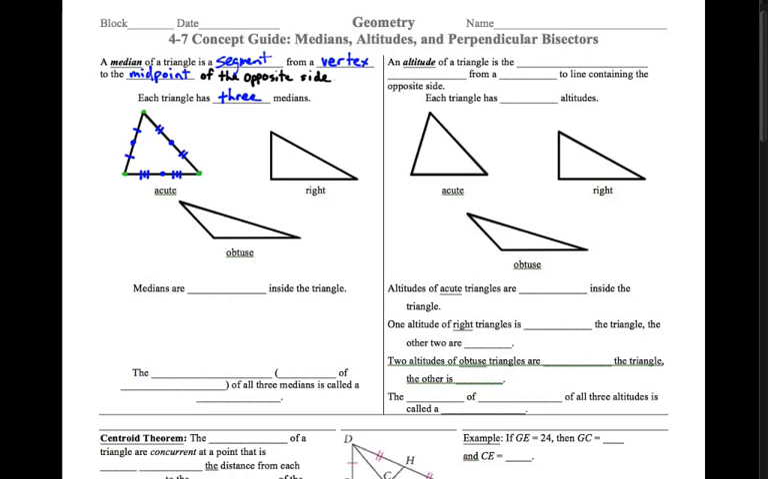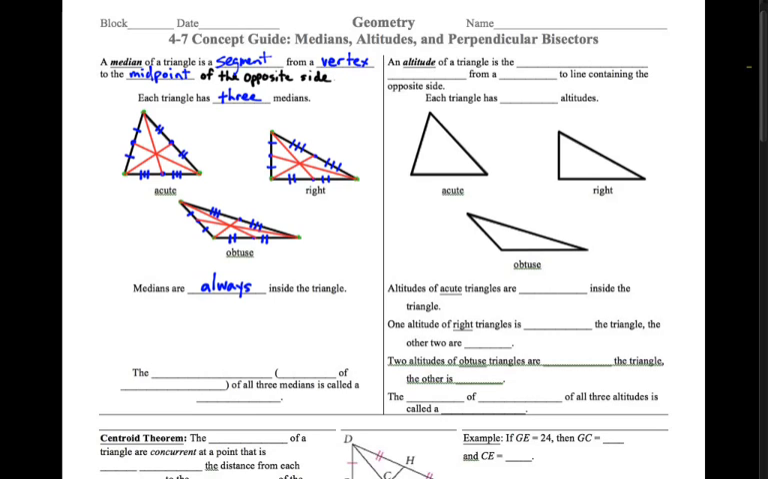And then we're going to connect the dots here from vertex to midpoint. There's one. Vertex to midpoint, there's two. Vertex to midpoint, there's three. Each of them is a median by itself, but each triangle will have three. Let's do the same thing for the right triangle. We'll identify the vertices, we'll identify the midpoints, and then connect the dots. Vertex to midpoint, vertex to midpoint, vertex to midpoint. Those are the three medians. Same drill, obtuse triangle, really no different.